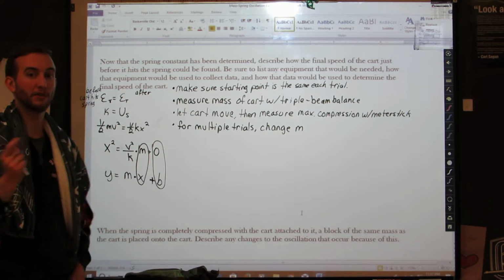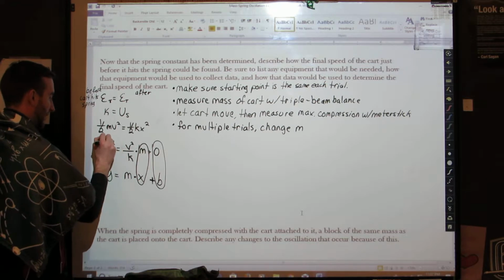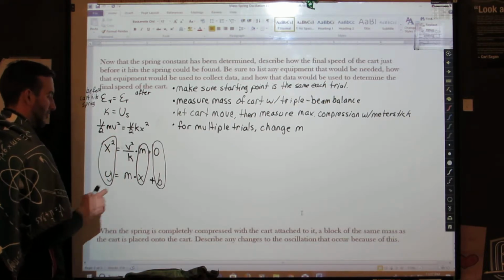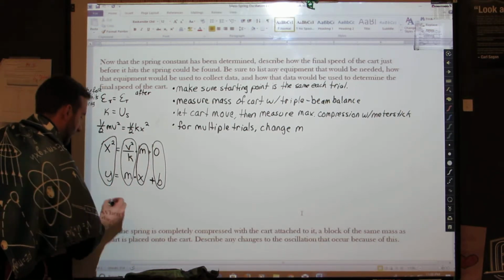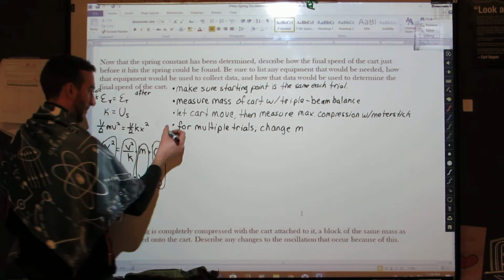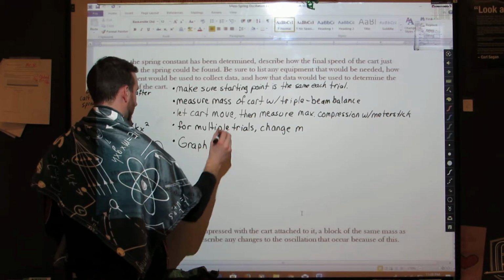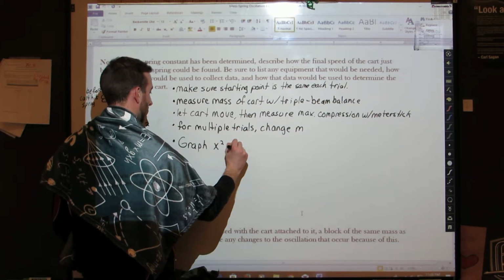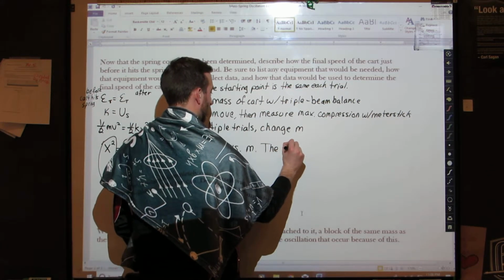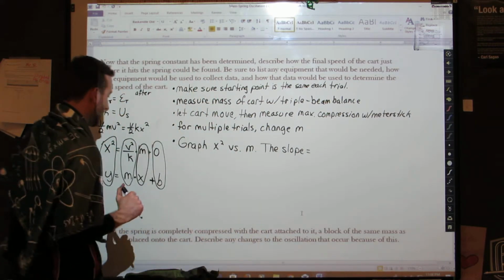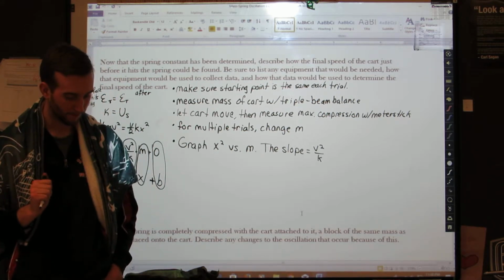x squared, the amount of compression squared, is very similar to a y variable, and then it's a dependent variable. And it's over on this side of the equation. Which leaves, for our slope, v squared divided by k. So, what we need to do, once we have all this data, we simply say graph x squared versus m, and then we say the slope will equal v squared over k.